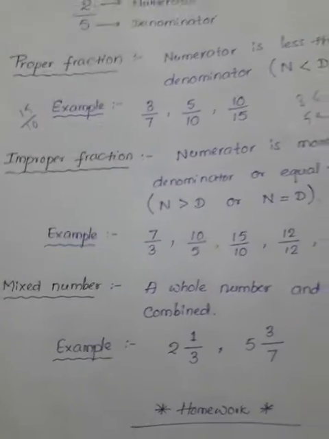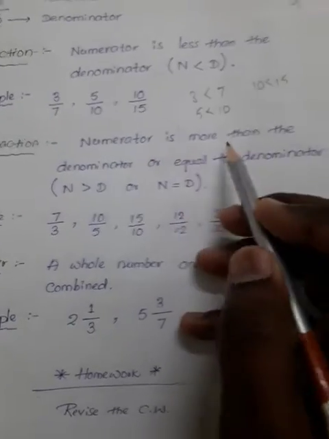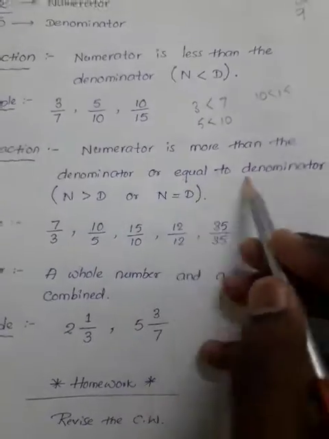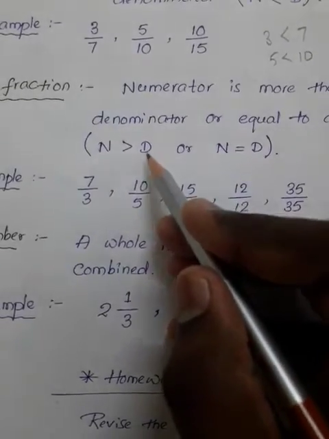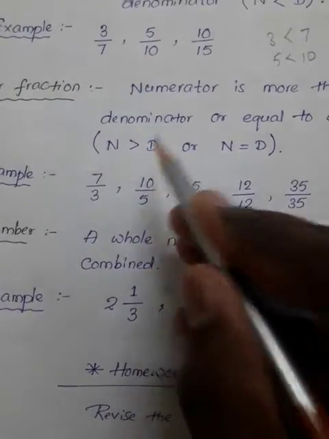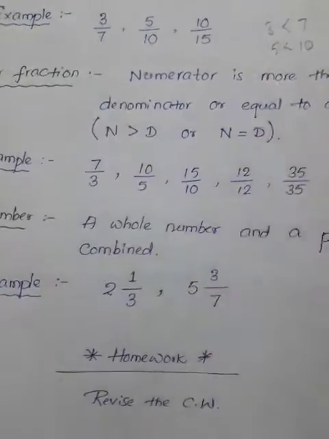Now coming to the improper fraction. In improper fraction, there are two conditions. Numerator is more than the denominator or equal to the denominator. Numerator should be more than the denominator, or it is equal. Now I change this one, 7 over 3. Look here, this is an improper fraction.